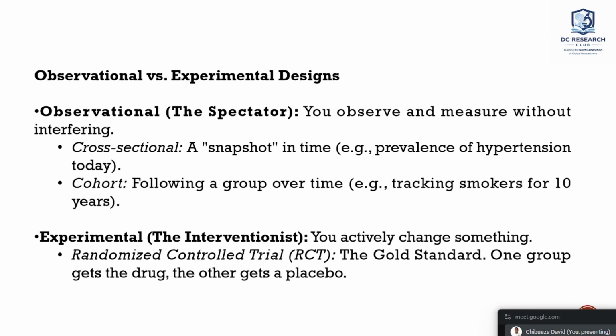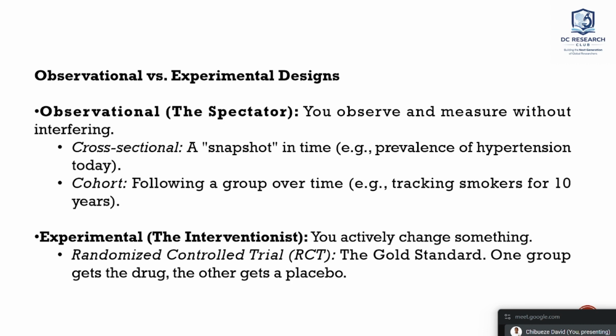Now we have experimental study whereby you are now the interventionist. You are adding something, you are intervening, you are adding something there and also looking forward in time. You actively change something. An example of experimental study is the randomized control trials. This is the gold standard whereby you are comparing one group that has a drug and the other group that does not have a drug or that gets a placebo. So you can compare two groups.